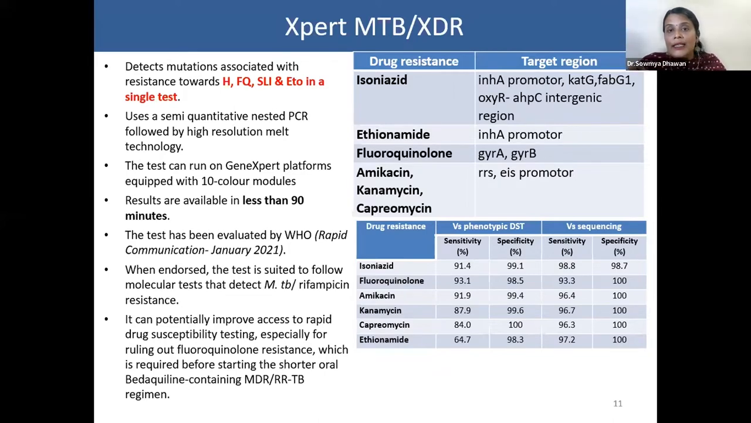You can also see that the detection of drug resistance-associated mutations is almost similar. The target regions are almost similar to those of the LPA. So this will give a better understanding about the resistance patterns within a lesser span of time when compared to LPA. The only thing is that this test can be run on a GeneXpert platform equipped with 10-color modules.